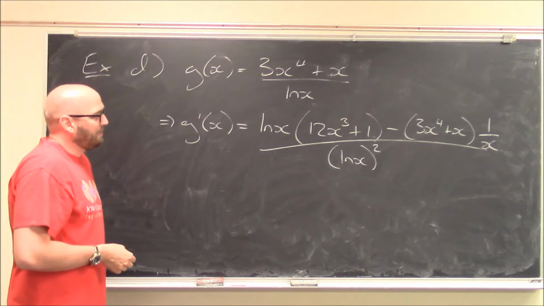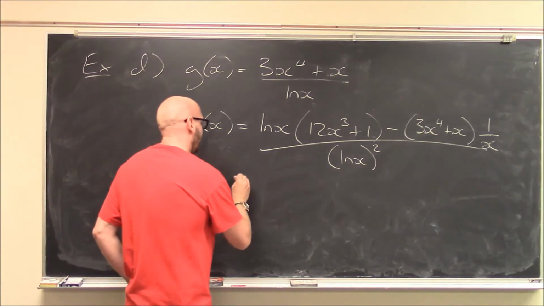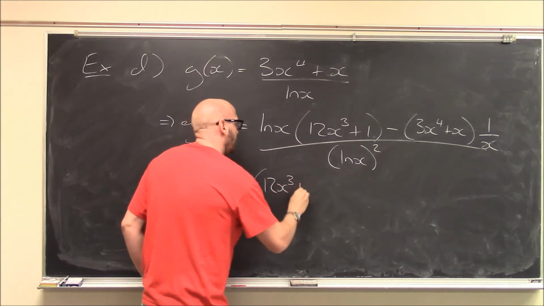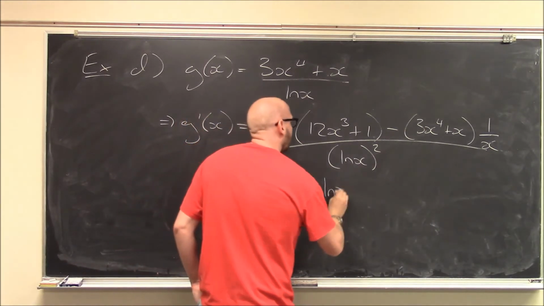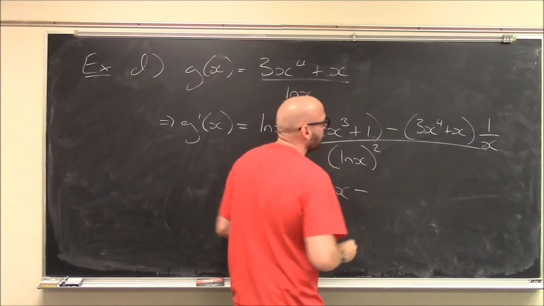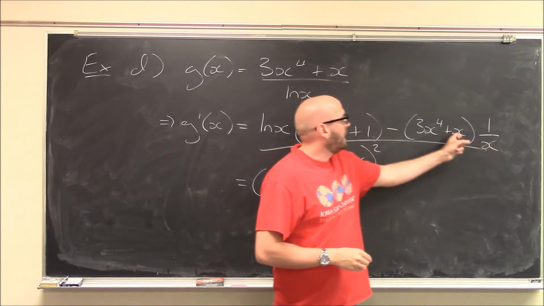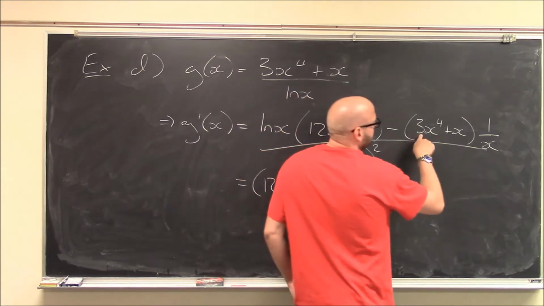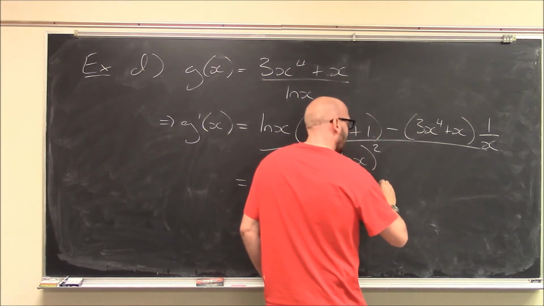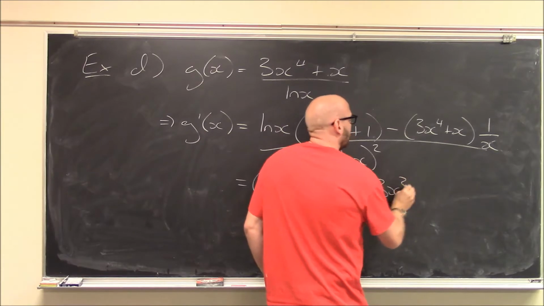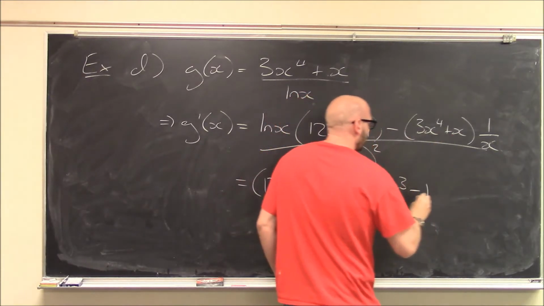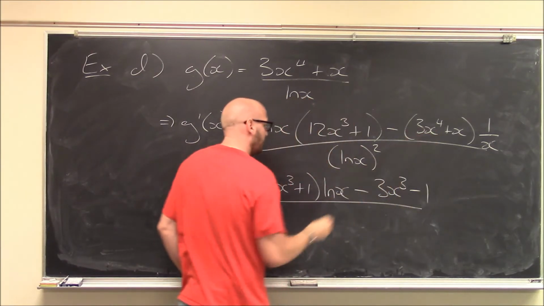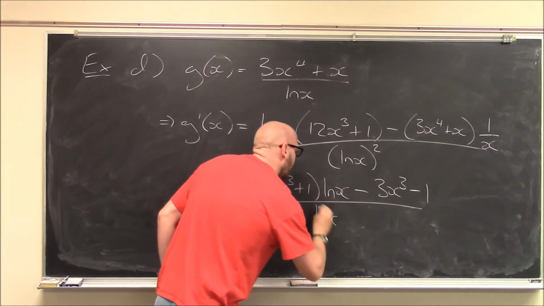And I suppose there's some minor simplification I can do. So let's write this out front, it'll look prettier. 12x cubed plus 1 times ln of x minus, let's divide each of these terms by x. Right, so this will be minus 3x cubed minus 1, distributing that negative to both terms, over ln of x squared.